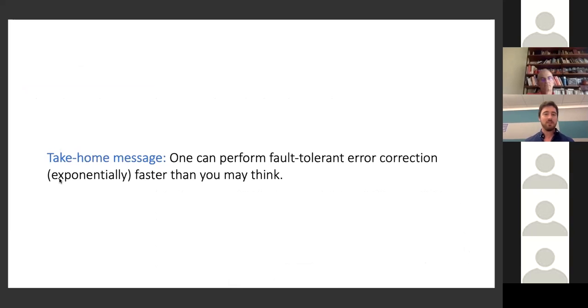I don't know in which time zone you are, and it might be early for you. So I'm going to give you the take-home message right now, so that you can go back to bed if it's too late or too early. The take-home message is that we can perform fault-tolerant error correction faster than you may imagine. At least it's what surprised us. And it's actually even exponentially faster in some cases.